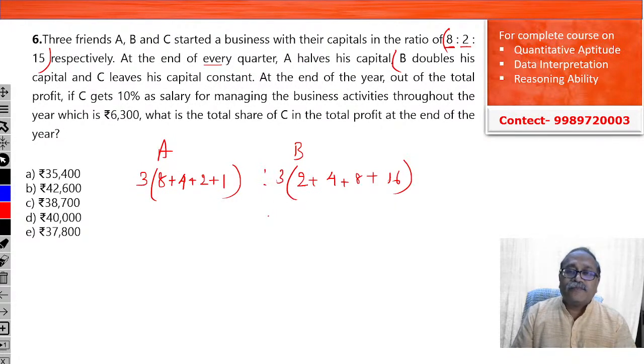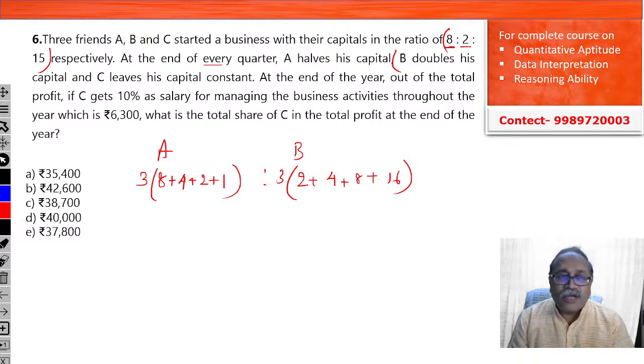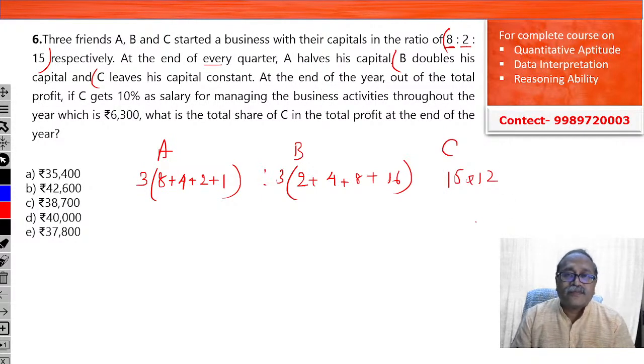Multiply by 3. And C leaves his capital constant. So what is C's capital? 15. Then 15 into 12 months. From here the capital ratio comes out.